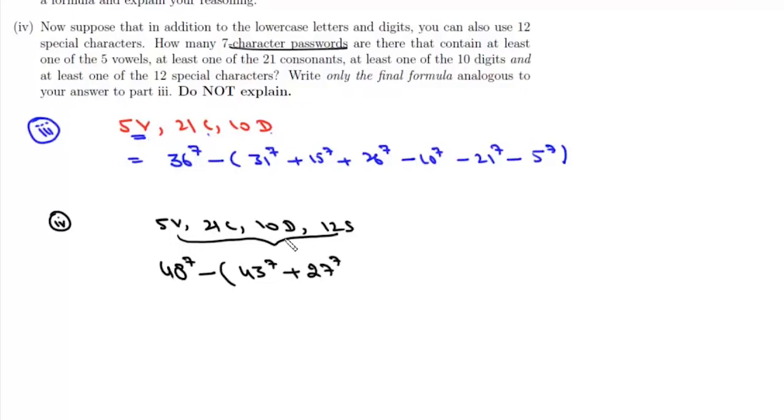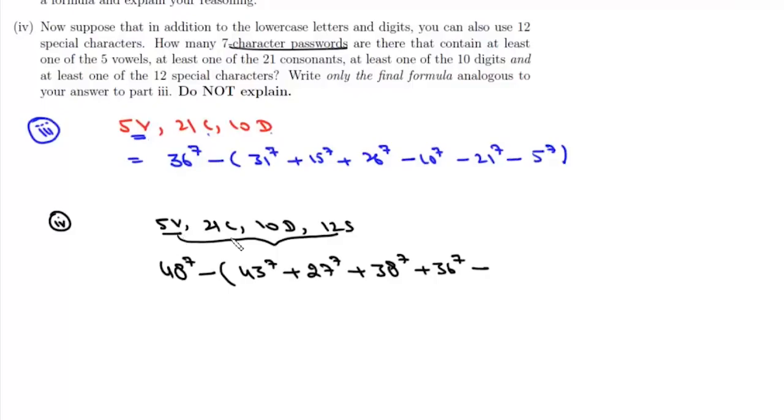If digits are missing, there will be 38 to the power 7. And if special characters are missing, there will be 36 to the power 7. Now this is NA plus NB plus NC plus ND. Now minus, if 2 of them are missing, now we have to choose combinations of 2.